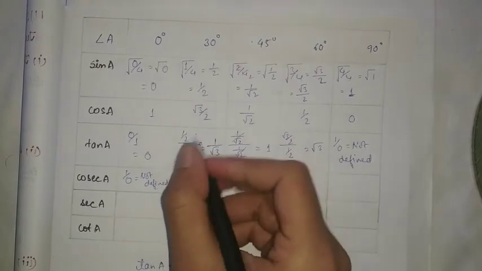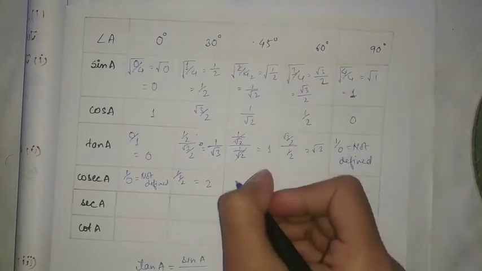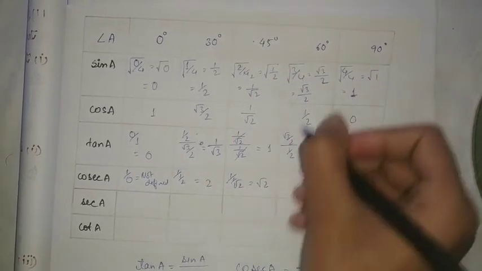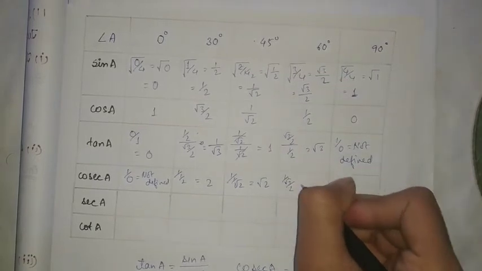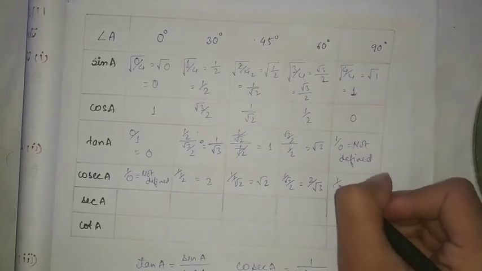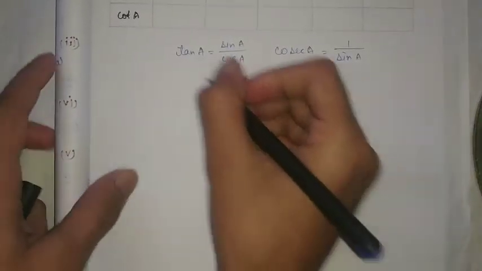For 1 by 2, when we take its reciprocal, it becomes 2, and it becomes 1 by 1 by root 2, which becomes root 2. The reciprocal of root 3 by 2 becomes 2 by root 3, and the reciprocal of 1 is 1. I guess you know what a reciprocal is.